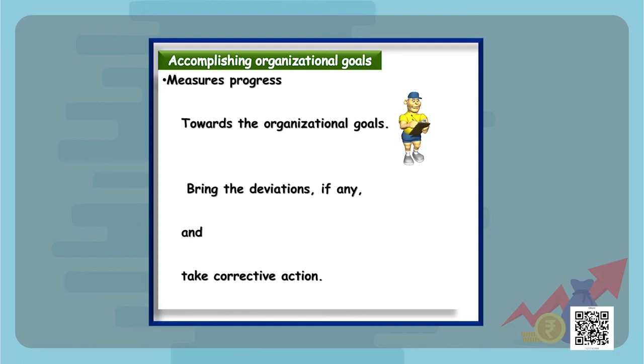Then it helps in accomplishing the organizational goals. As controlling measures the progress towards the organizational goals and brings out the deviations if any, and hence helps us to take corrective action. This leads to achievement of organizational goals effectively and efficiently.